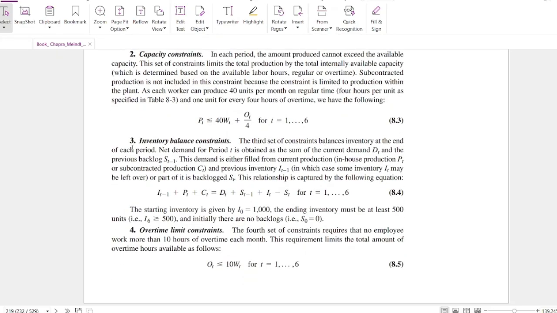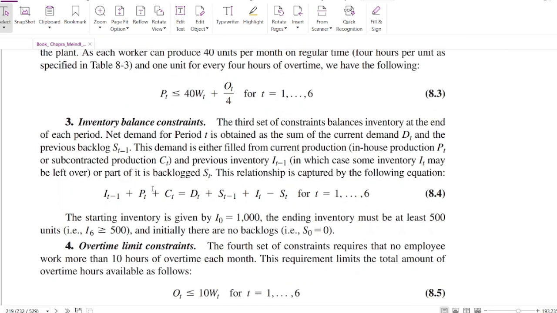This inventory is the most critical one that we need to focus on. So what is the inventory? If we consider what will be the inventory of the current month, the inventory of the current month will be the ending inventory of last month plus production of this month plus subcontracting quantity of this month. So altogether that is the inventory of this month, right?